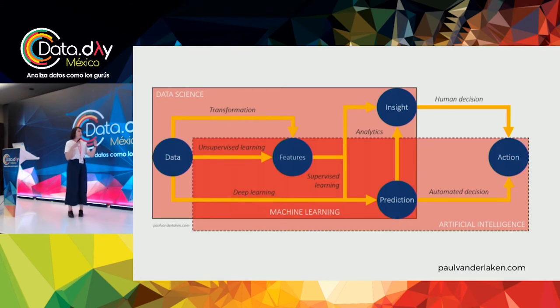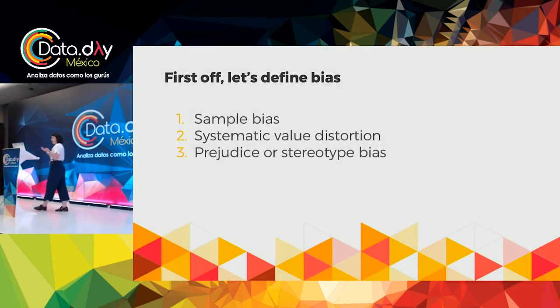So in terms of how these three connect, you can't have one without the other, really. And what we're going to be talking about today is that prediction piece of data science and machine learning. So okay, bias. All this talk about bias. What do we really mean by bias? We do have bias in statistics. That is a very technical definition of bias. What I'm referring to for the remainder of this conversation is prejudice or stereotype bias.